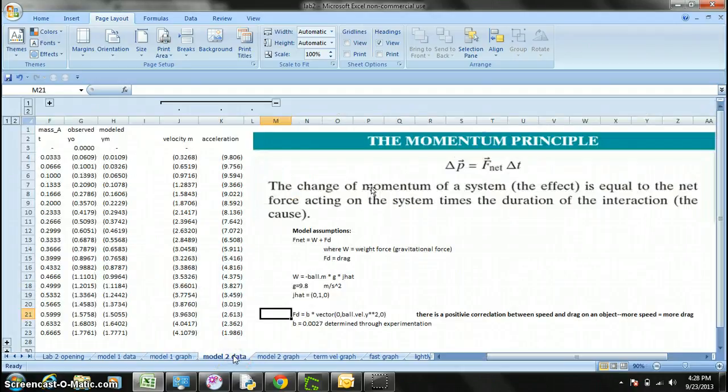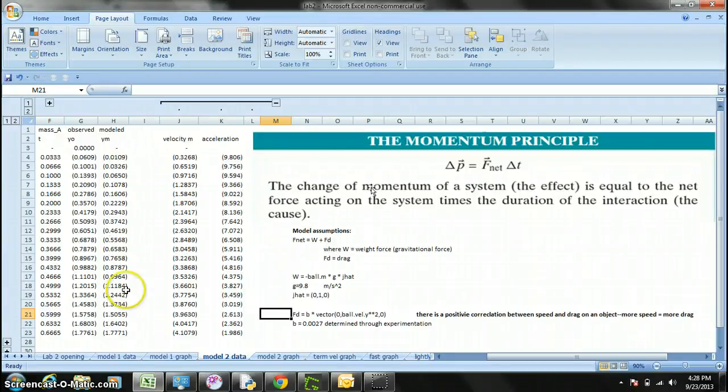In Model 2, I'm going to add in a drag force factor, so F sub D is going to be drag. And I defined that as B, which is a coefficient for drag, times the velocity of the ball squared. The reason I did this is that there is a positive correlation between speed and the drag on an object. So the faster an object is going, the more drag is impacting that object. I also defined B to be 0.0027. I did that through experimentation as instructed in the course video.